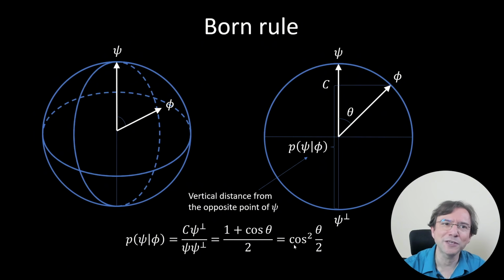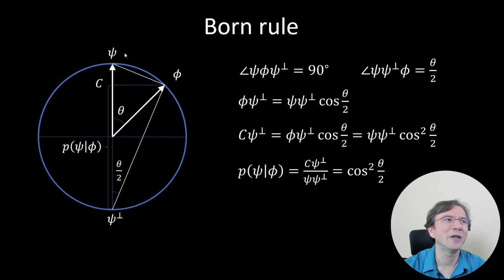Actually, you know why this works? We can also see geometrically why this works. So we have psi, phi, psi perp, and this makes a right triangle, and the angle here is simply half the angle theta. So this is theta over 2. Now, this is a right triangle, so this side is the hypotenuse, psi perp, multiplied by the cosine of theta over 2. Here it is.